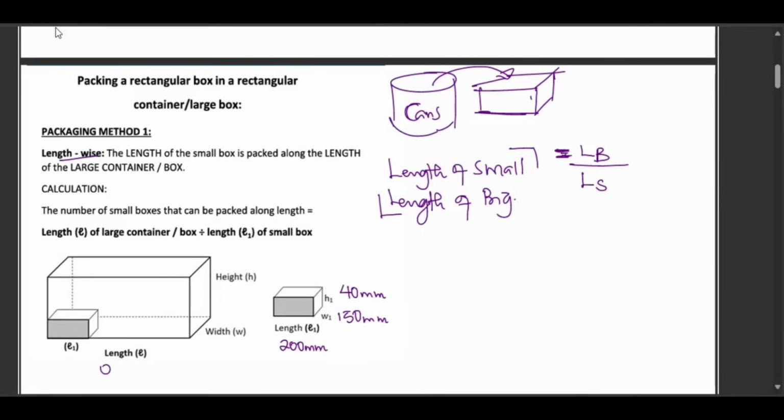A box has a length of 25 meters, a width of, let's say, 45 centimeters, and a height of 120 millimeters.